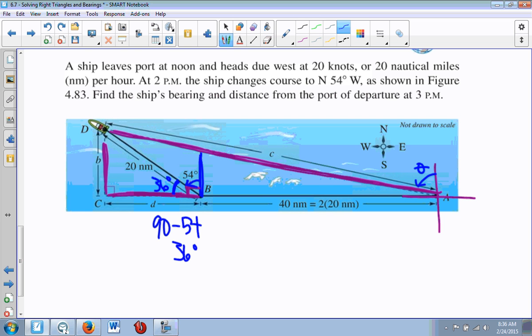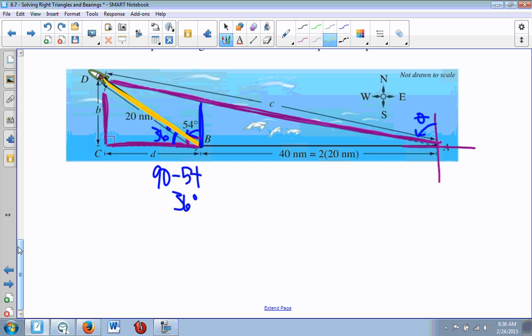Now, knowing that helps me because I know the hypotenuse of the triangle. This hypotenuse is 20. And so I can use trig ratios to figure out what B and D both are. So that's what we're going to do first. We're going to find B and D. From this 36, B is the opposite, D is the adjacent, 20 is the hypotenuse.